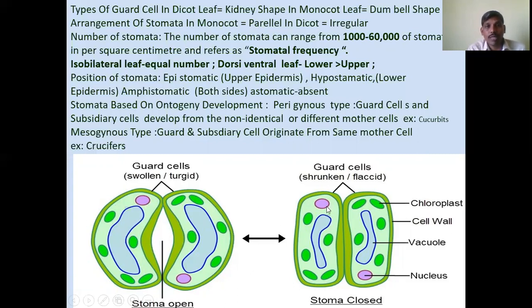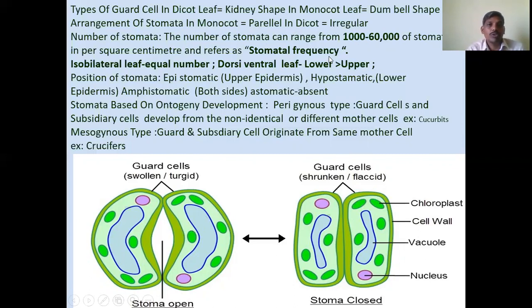So these stomata are arranged in the epidermal layers of the leaf. The arrangement of stomata in monocots is parallel, in dicots it is irregular. The stomata are exactly parallel to the epidermal cells in monocots, but in dicots it is irregular.